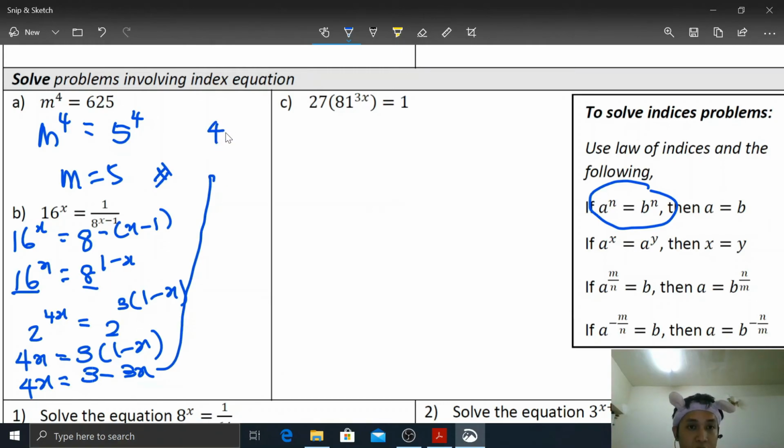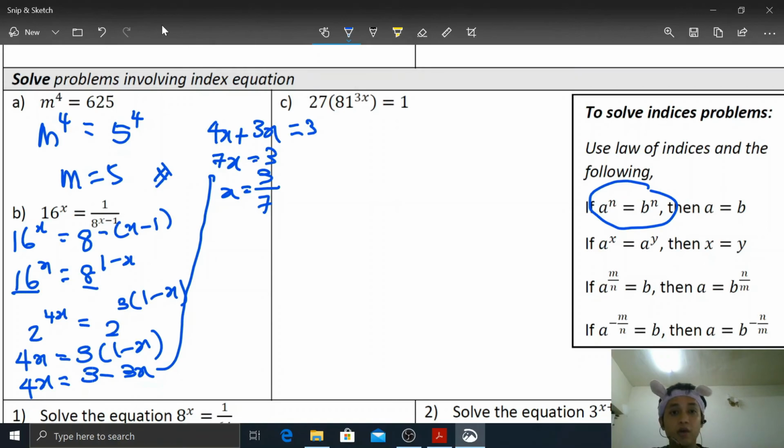So you bring x to the same side. Negative 3x goes over and becomes plus, equals 3. So 7x equals 3, and x equals 3 over 7. That is the answer for x.